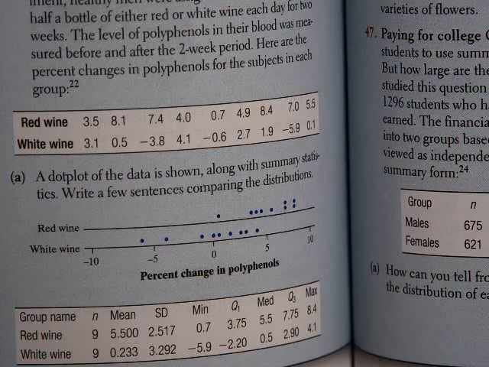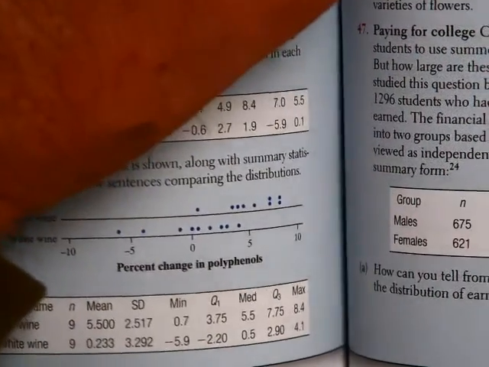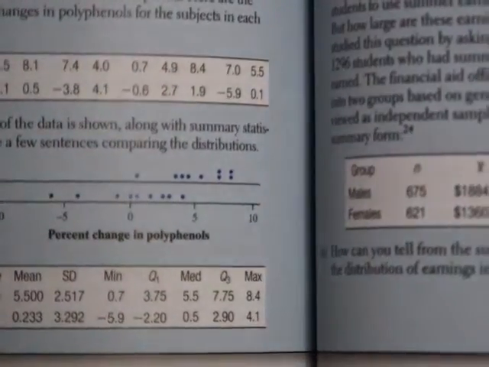So those are some of the things I'd say. It does say construct and interpret a 90% confidence interval for the difference in the true mean percent of the polyphenol level.